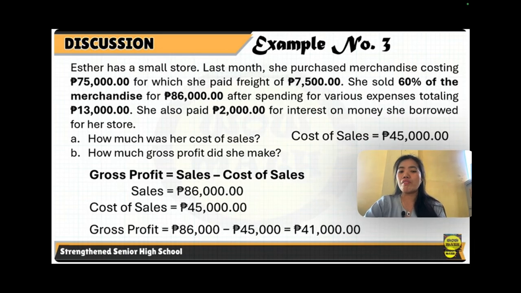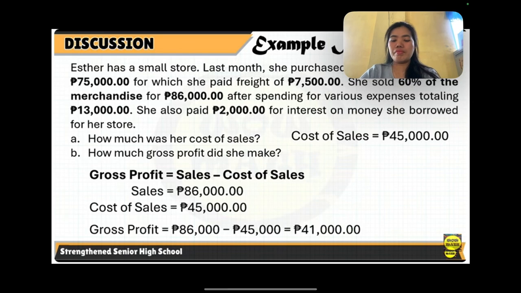Now the gross profit is equal to sales minus the cost of sales. So we already solved for letter A, the cost of sales, which is equal to 45,000 pesos. Now gross profit is equal to sales minus cost of sales. The sales is 86,000 pesos based on the given. Okay, so we'll continue. The gross profit is equal to 86,000 pesos minus 45,000 pesos is equal to 41,000 pesos.